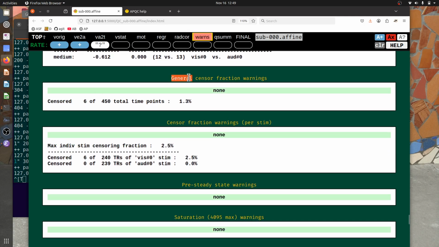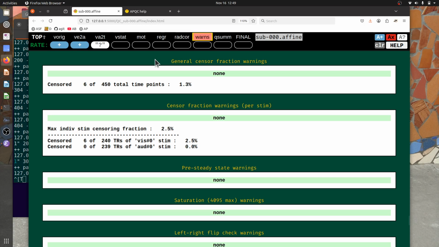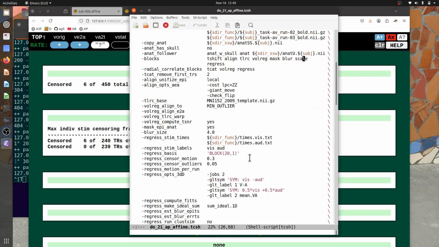The next item here is general censor fraction warnings. So in our AFNI proc command, we put in two options for censoring data, one based on a measured or estimated amount of motion, and the other based on volumes that have too many outliers occurring at that point in their time series.